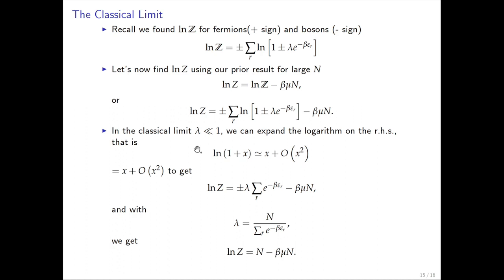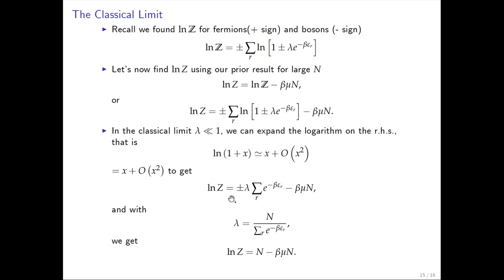So in the classical limit, as we argued, this fugacity gets really, really small. And so we can expand the logarithm in here, each of these logarithms. Just to remind you, if we do a Taylor series for the logarithm of 1 plus some small quantity, this is going to be a small quantity because lambda is small and this is always less than 1. Then the log of 1 plus some small quantity x is just x.